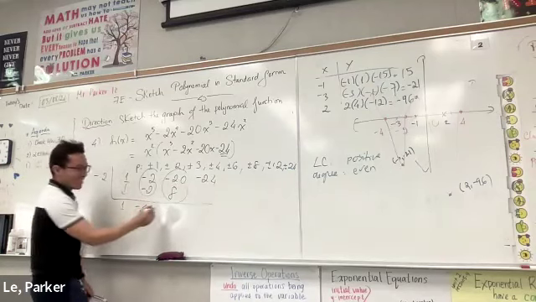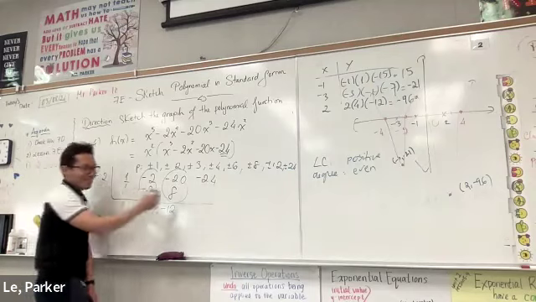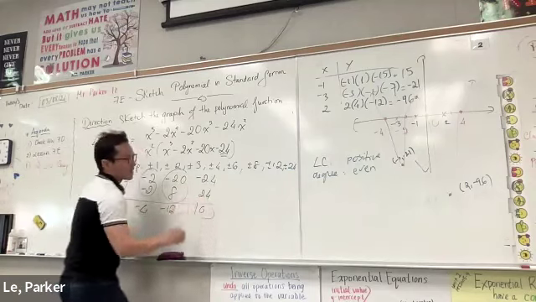Great. Okay. Negative 12. I hope you don't use a calculator for this. 2 times 12. 0. All right.